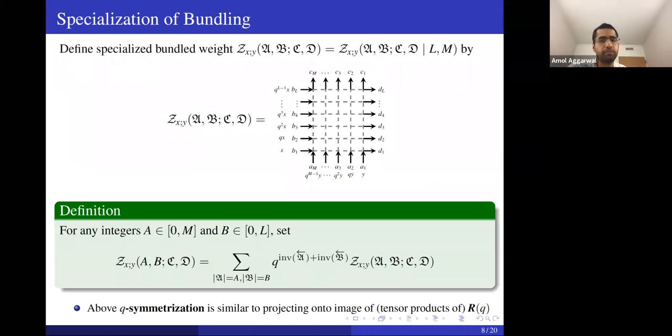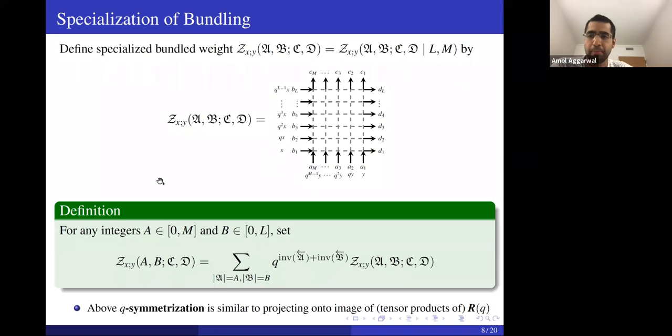Okay, so these Z_xy weights, as I mentioned before, these bundled weights satisfy the Yang-Baxter equation, but I want to project, in a sense, to the space of q-symmetric tensors, which diagrammatically is more or less encapsulated in the following definition.